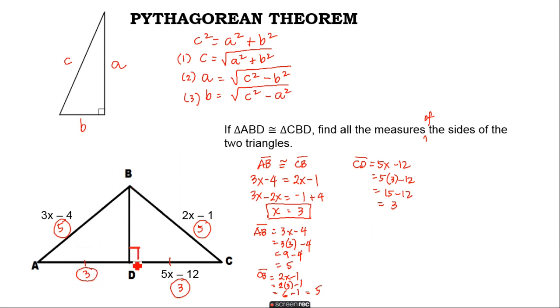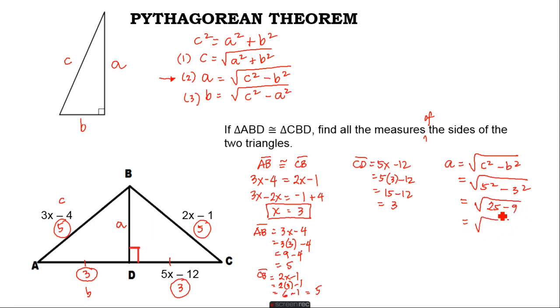Now, how are we going to solve for BD? This is already a right triangle, and this is our altitude. Following our second formula, a is equal to the square root of c squared minus b squared. We already have values for our c and also for our base, so we're just going to substitute into the formula. Solving for BD, let's use a as the altitude. a is equal to the square root of c squared minus b squared, which is the square root of 5 squared minus 3 squared. That equals 25 minus 9, which is 16. And the square root of 16 is 4. So the value of side BD is actually 4. We're now complete. We have already found the different measures of the sides.